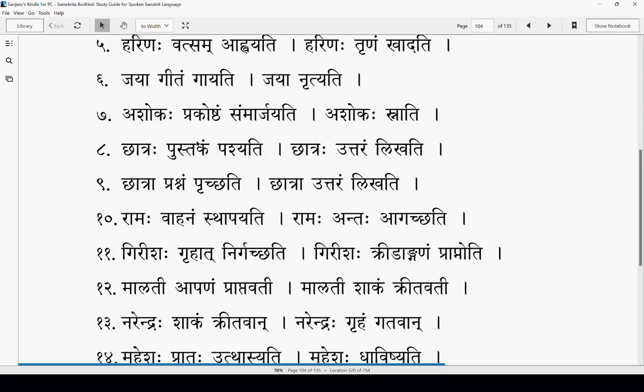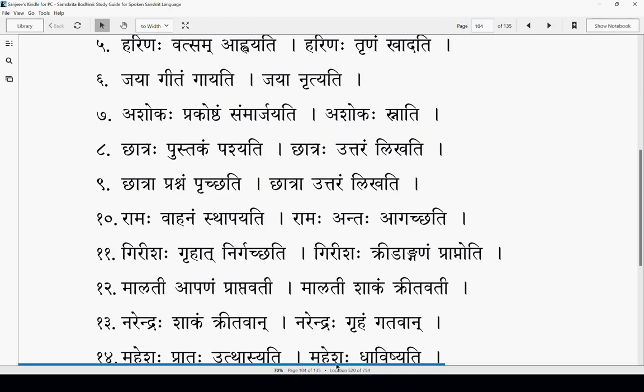Then if you want to find out what is the lep form of sammarjayati, you are not going to look at the jayati. You look for something similar to marjayati, which is like pujayati, chorayati. Yeah, what else? Kshalayati. So kshalayati becomes what?